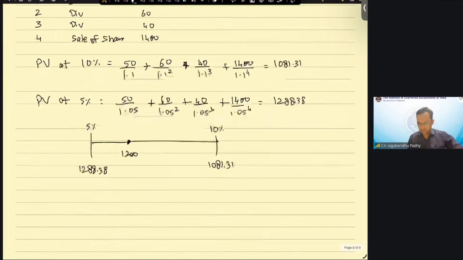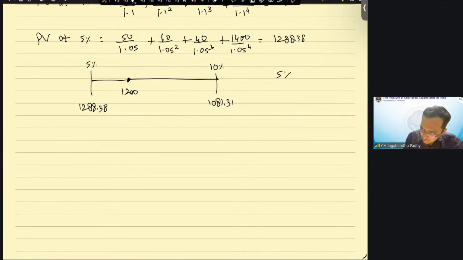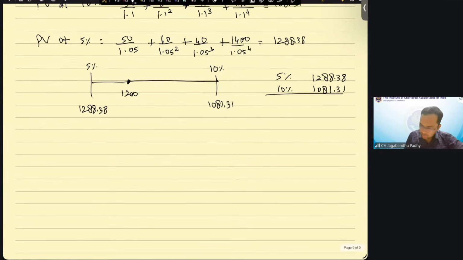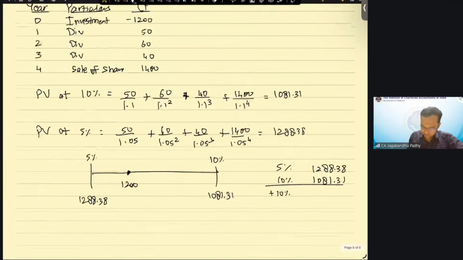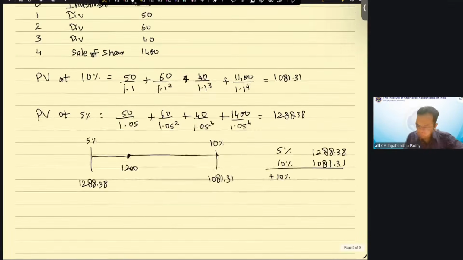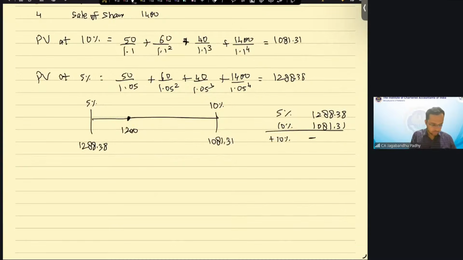Okay, do the interpolation and give me the percentage over here, because we know that at 5% it's 1288.38. At 10% it's 1081.31. So your rate has increased by 10%, and the value has reduced by 1288.38 minus 1081.31, which is 207.07. And of course, we didn't want the value to be reducing by 207.